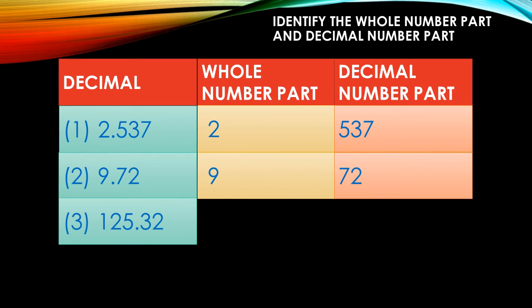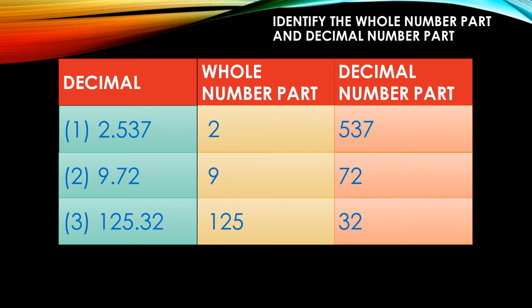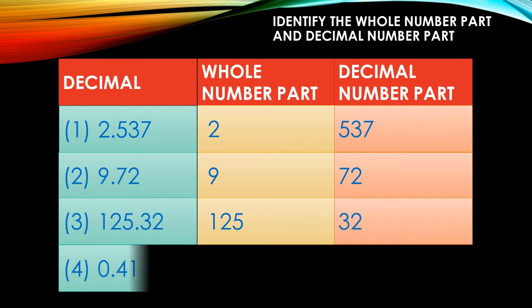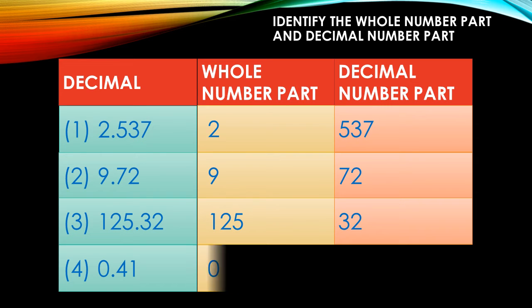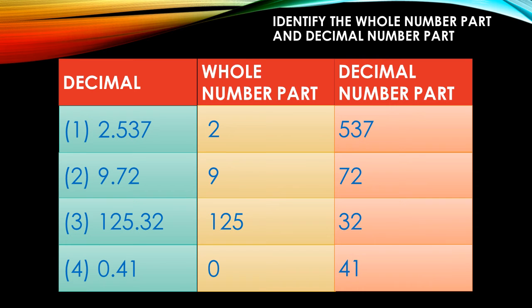Question number 3, 125.32. In this question, the whole number part is 125. And what do we have to write in the decimal number part? Yes, the answer is 32. Question number 4, 0.41. Can you tell me what we have to write in the whole number part? Yes, the answer is 0. And in the decimal number part? Yes, the answer is 41.